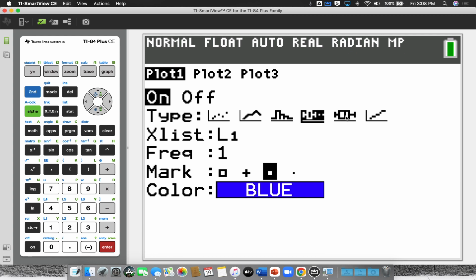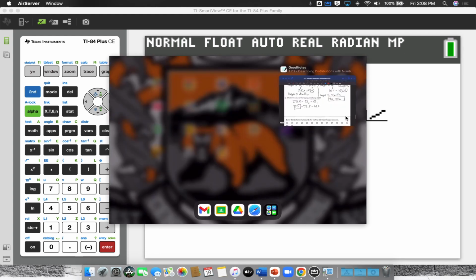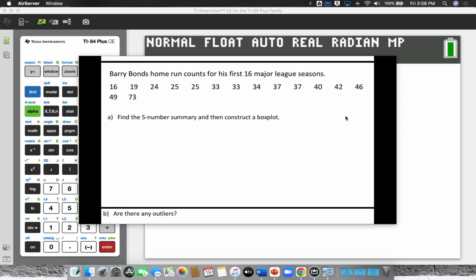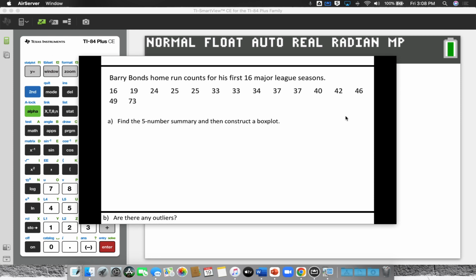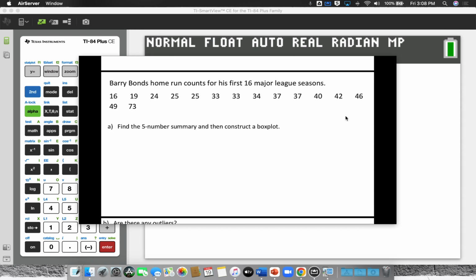Okay, all right. So now what I want you to do is there's another question down there in the notes. It's Barry Bonds home run counts. It's got A, B, and C. I want you to do that problem. You can use the calculator to do these. I don't mind that. That's fine. I'll give you about 10 minutes or so to do that, and then we'll talk about it.